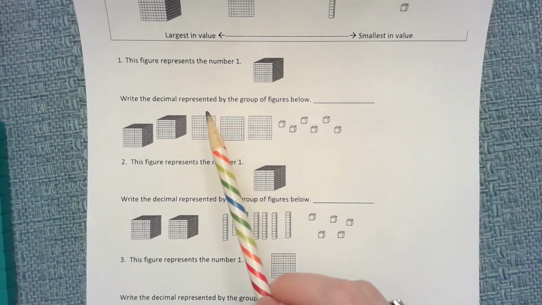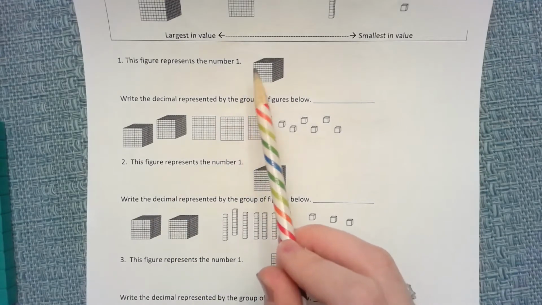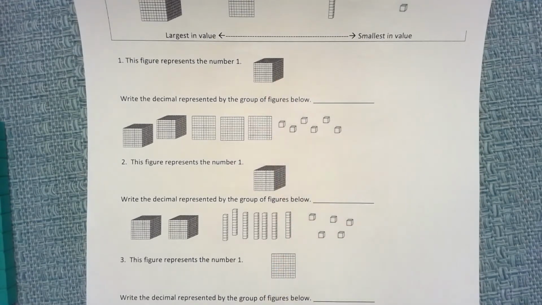We know that in decimals, our decimal point goes after our whole number, just to the right of it. So if this represents a whole number, then we know our decimal point is going to need to go right after that. So let's go ahead and work that out, and I'll show you what I mean.